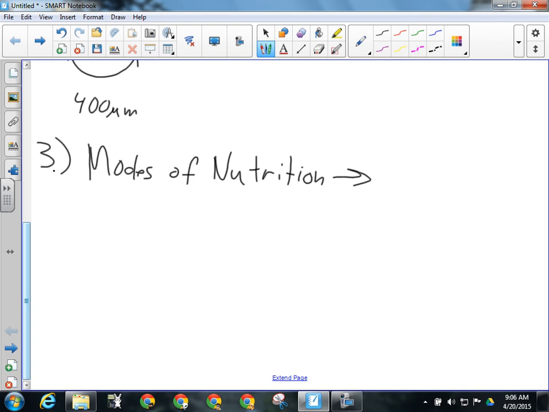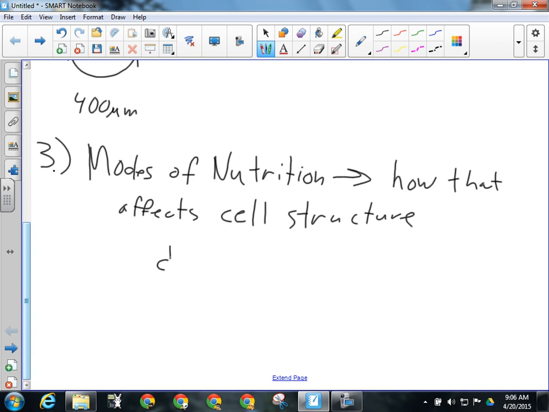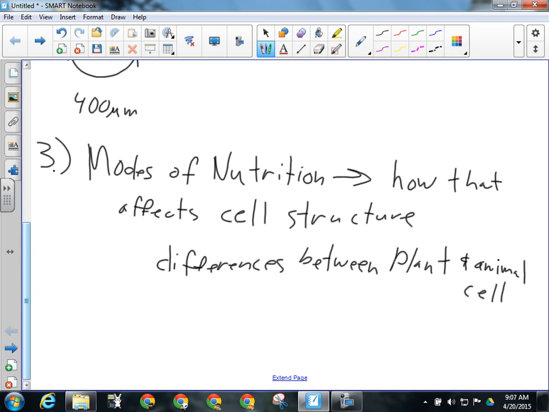All right, so modes of nutrition, certainly we need to know those, and then we need to know how that affects cell structure. So basically differences between plant and animal cells. Plants have some organelles that animals don't, and vice versa. Why are those differences there?